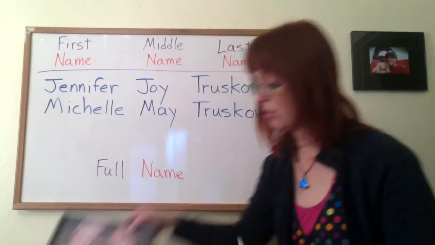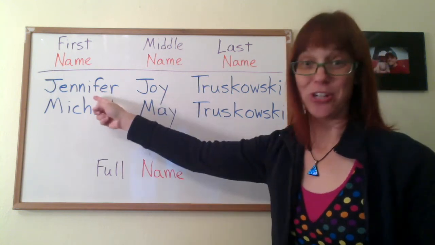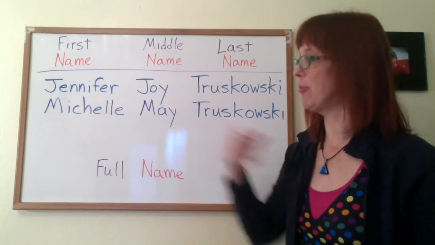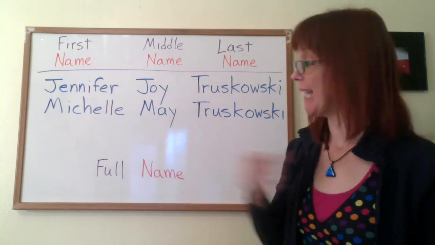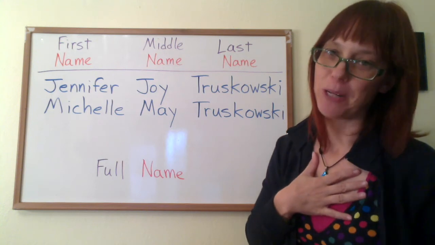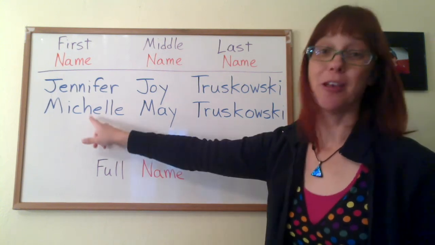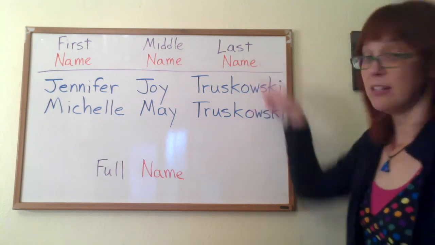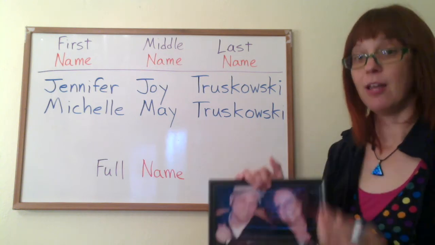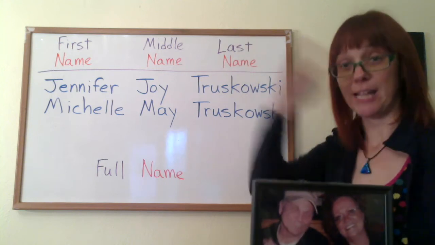So her name is Michelle. My name is Joy. I don't like Jennifer. So I like to say my name is Joy. Some people like their first name. Some people like their middle name. I like my middle name. So I say, my name is Joy. My mother, she likes Michelle. So her name is Michelle. Truskowski is the family name. So my mother's last name is Truskowski. My last name is Truskowski. My father's last name is Truskowski. It is the family name.